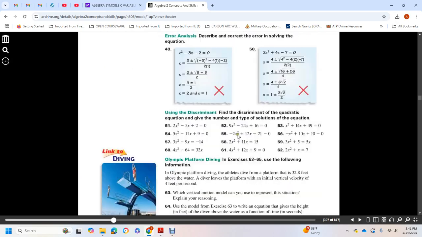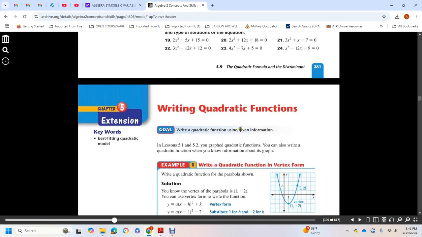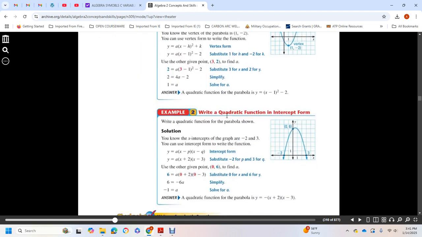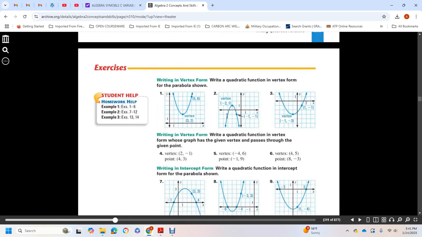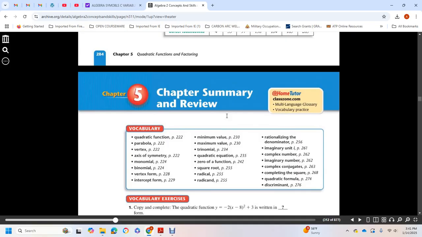5.9 exercises. Chapter 5 extension, writing quadratic functions. Chapter 5 review, chapter summary and review.